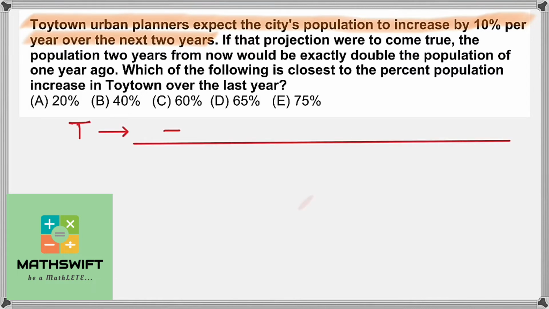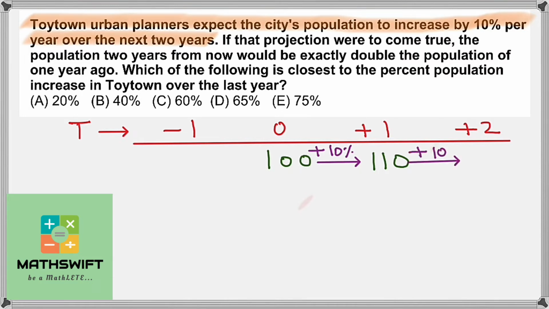Okay, let's assume the current population of the town to be 100 and it is given that the population increases by 10% over the next 2 years. Now 10% of 100 is 10 and 100 plus 10 is 110. The population further increases by 10%. Now 10% of 110 is 11 and 110 plus 11 is 121.